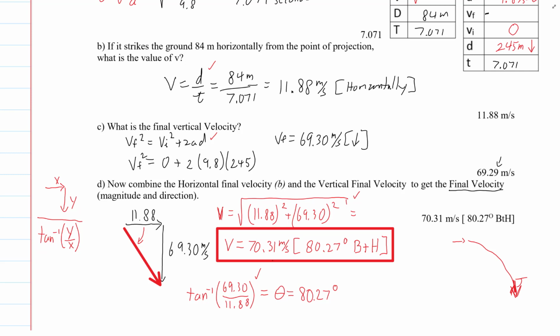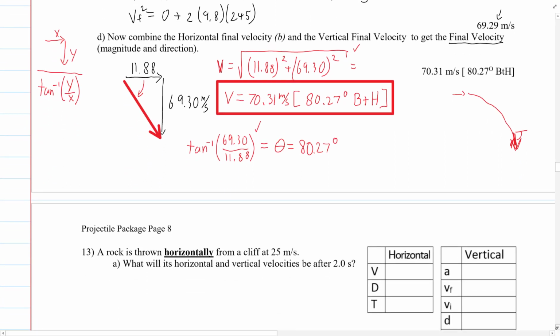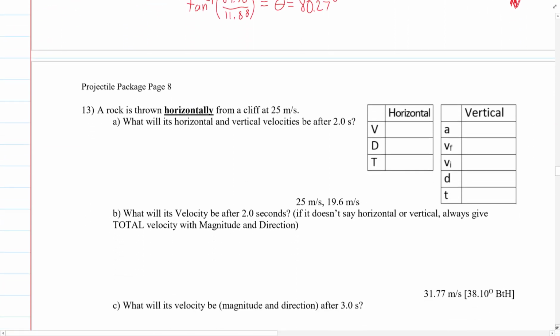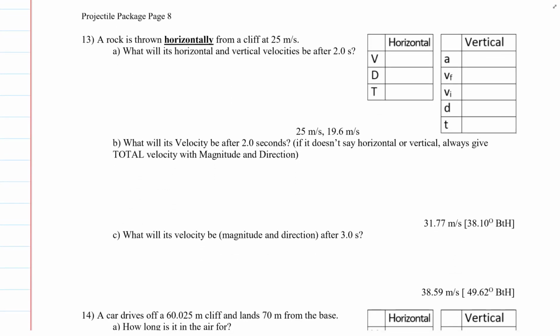Let's see what's coming up. Yeah, get a head start on that one. That will be pretty decent. Now, understand here, this is 2 seconds here, and this is 2 seconds. But then all of a sudden, what will its magnitude be after 3 seconds? This is a totally different question. So you can't take velocities that you've calculated up here, because it'll be after a different amount of time.